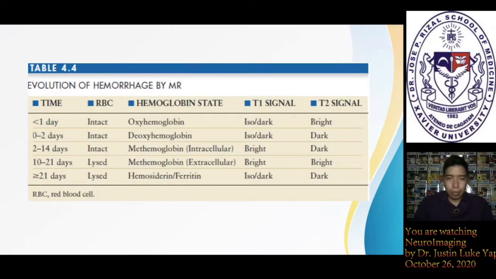Now there is what we call evolution of hemorrhage on MR. Again, this depends on if it's hyperacute, acute, subacute, or chronic stage. So try to memorize the T1 and T2 signals on each stage. To easily recall, the mnemonic they say is IB, ID, BD, BB, ID. So I bleed, I die, bleed, die, bleed, bleed, die, die.